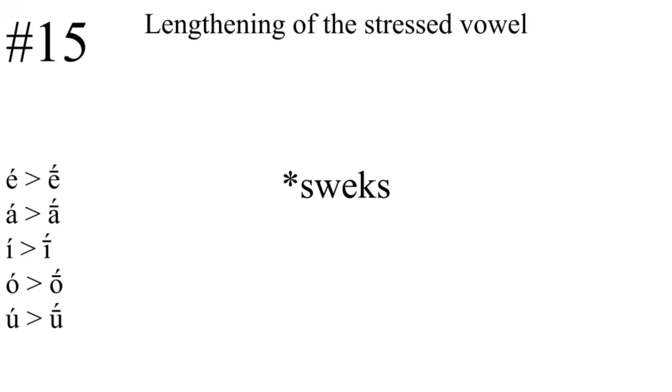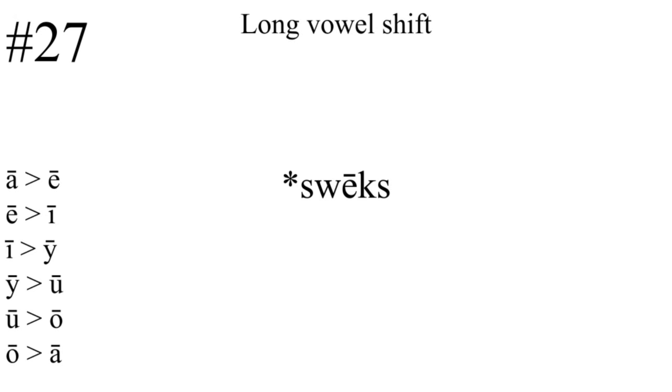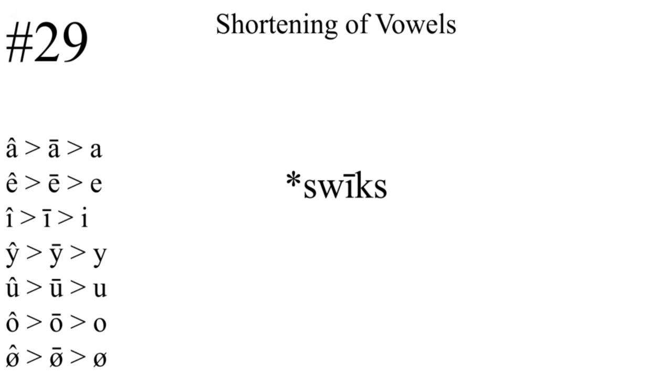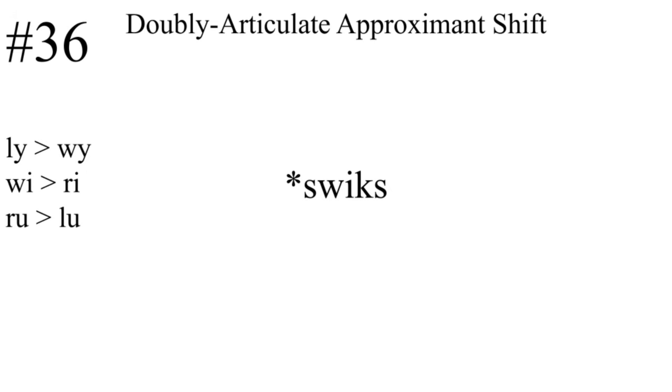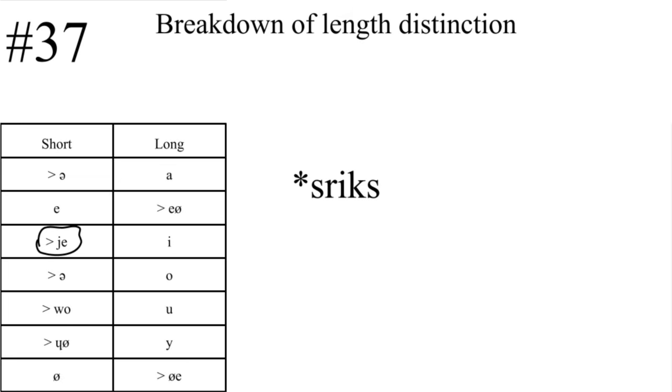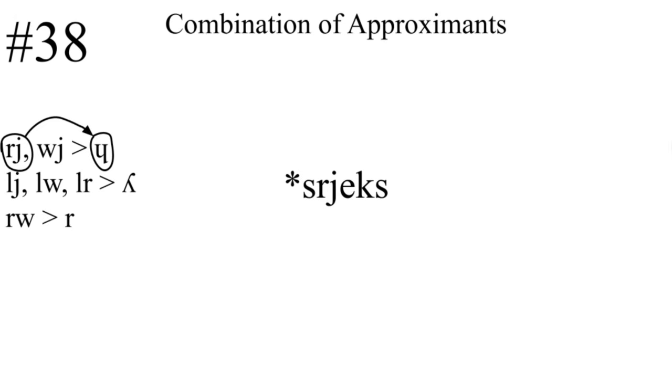Ablaut to swex. Flip a coin, heads, we keep the S. Rule number 15, the stressed vowel is lengthened. Swex. Rule number 27, long vowel shift. Sweeks. Rule number 29, long vowel shorten. Sweeks. Rule number 36, W loses velarization next to a front vowel and instead becomes ra, which is the labial ra. Sreeks. Rule number 37, breakdown of length distinction. Short I becomes yeah. Sreeks.